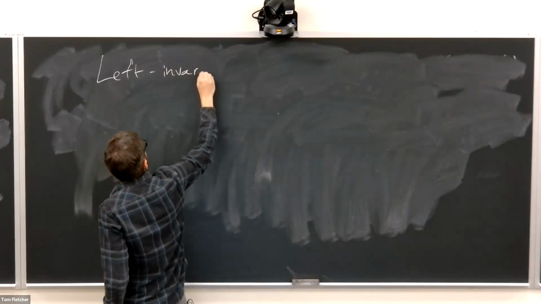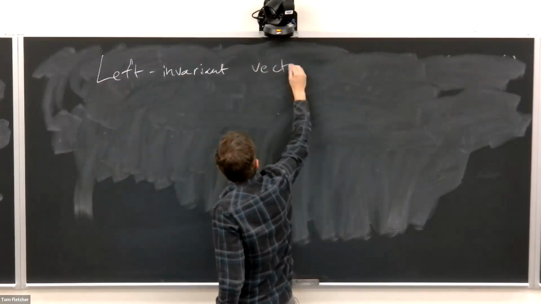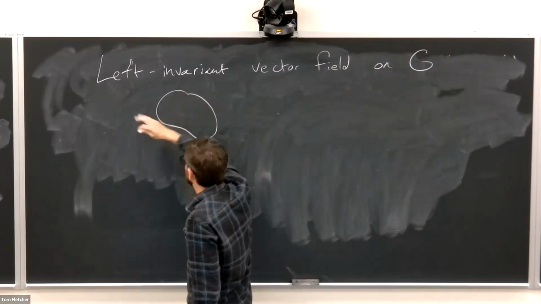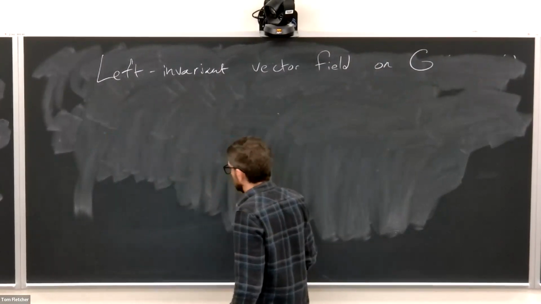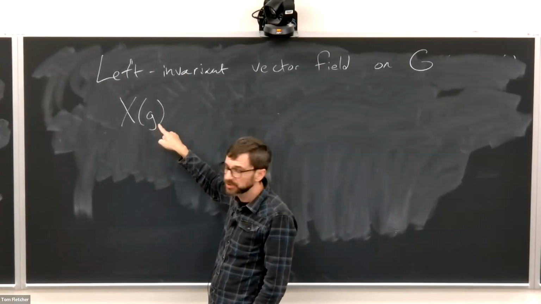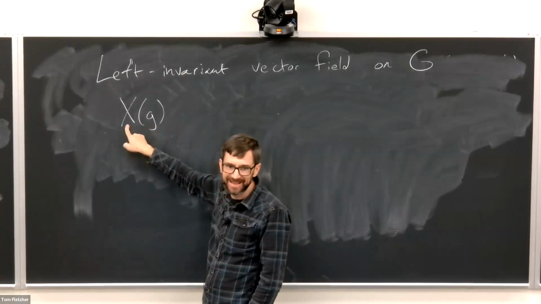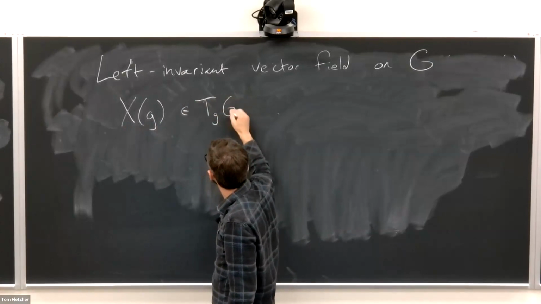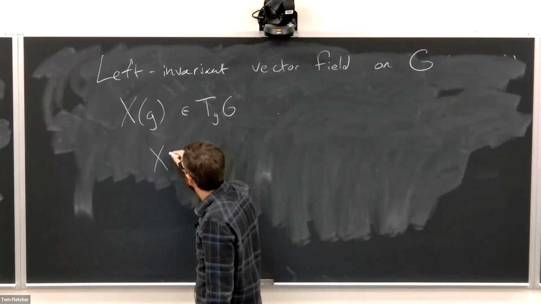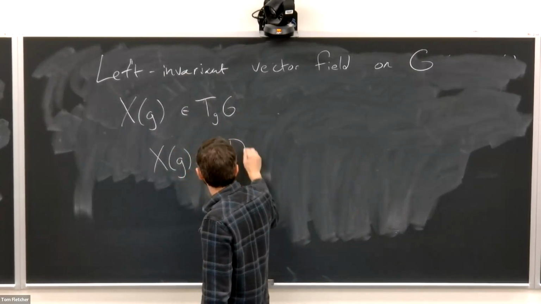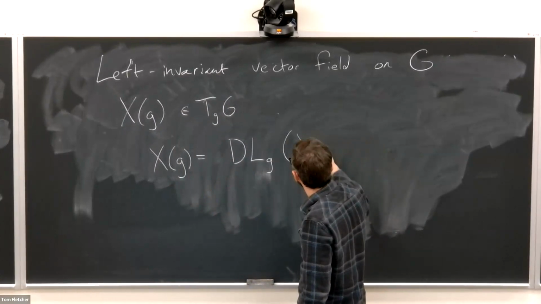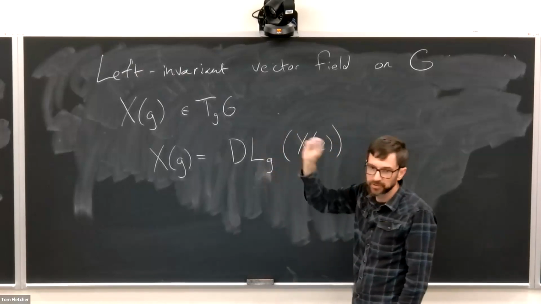Left invariant vector field on G. Well, there's the pictures over there, I won't redraw it. I'm going to write this now as X of G. And that means for every point on the manifold capital G, I'll return a vector in the tangent space at the base point little g. Its value is always going to be just the derivative of the left multiplication operation, a smooth mapping, by g applied to X at the identity, which is the original thing I started out with.